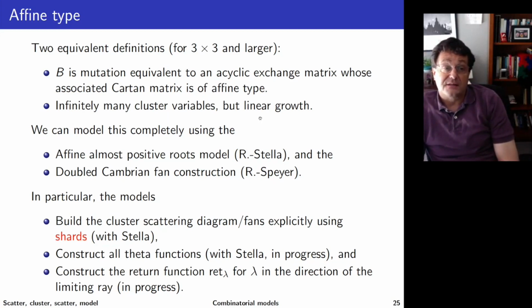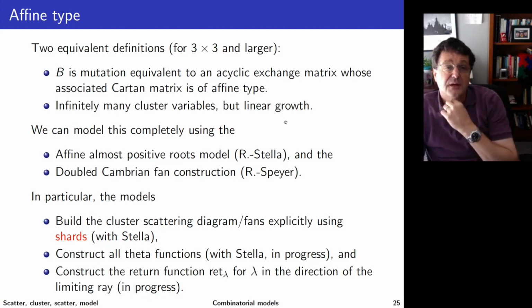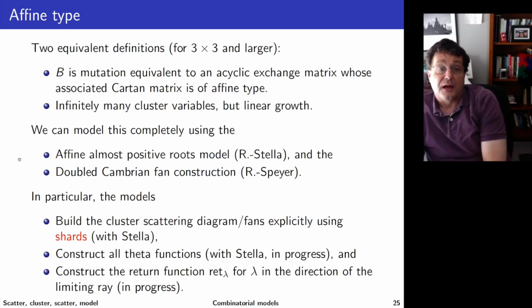Another equivalent way to say it is that our cluster algebra has infinitely many cluster variables, but it does have linear growth. Okay, for 2 by 2 matrices, that distinction breaks down. But we can model this completely. There's two ways to model the affine type case. One is an affine almost positive roots model, and the other is a doubled Cambrian fan construction.